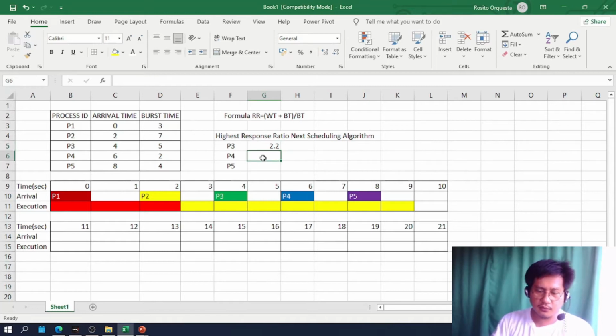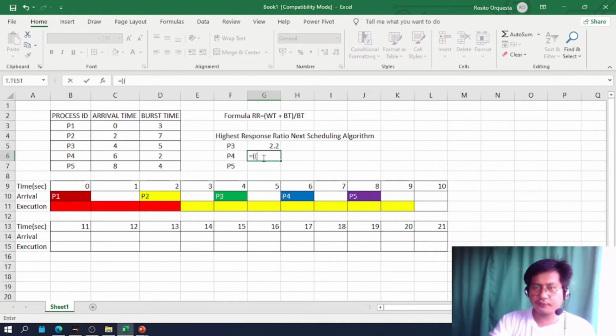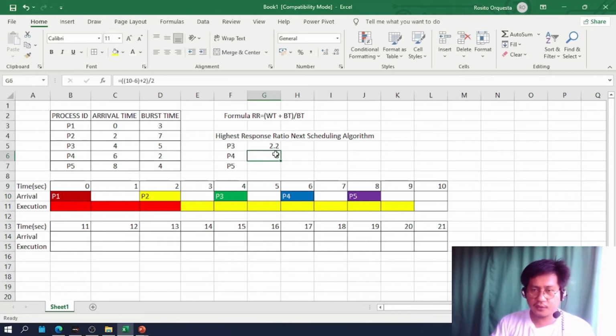In the same manner, we do that also for P4. So still time 10, and then subtract 1, 2, 3, 4, 5, 6, so 6 time slices to be subtracted from the 10. Then add its own burst time, which is 2, and divide the result by 2, and we get 3 for the response ratio of P4.